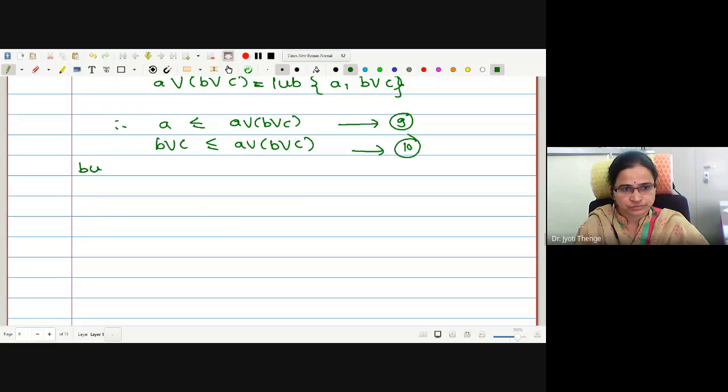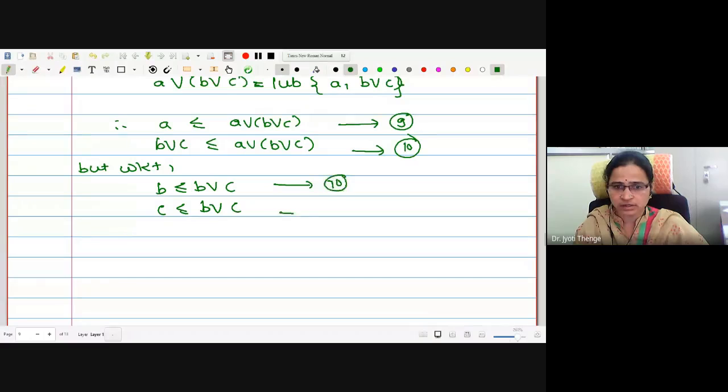But what we know again, now here we have B join C. Therefore, for B join C, may I write B precedes B join C. C also precedes B join C. Let me call these 10 and 11. Now B precedes B join C. B join C precedes A join B join C. Therefore, combining, oh I have given the wrong number. Here it is 11, here it is 12.